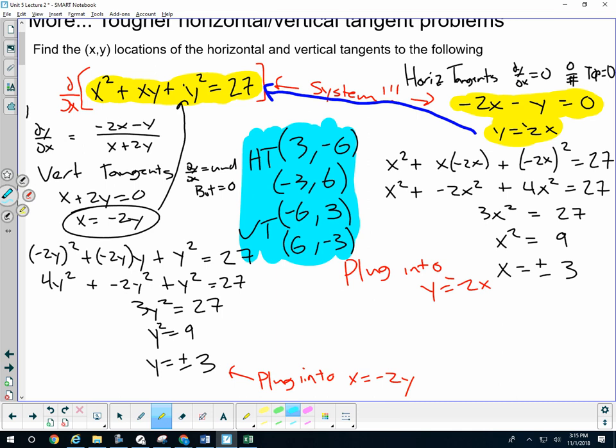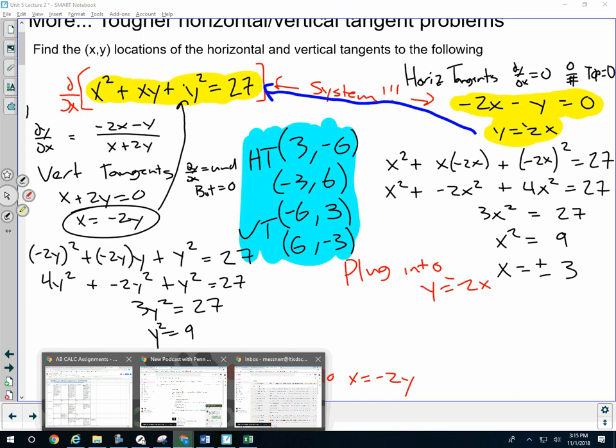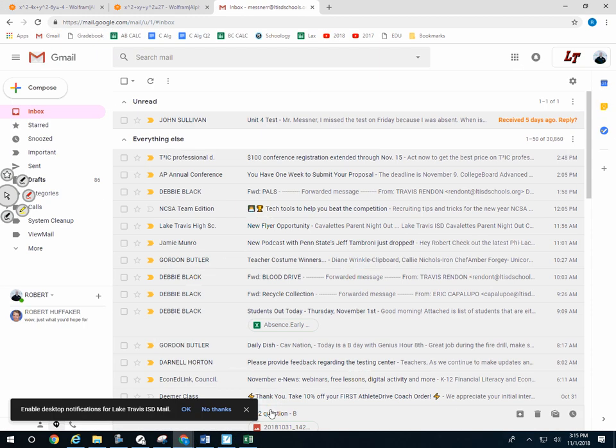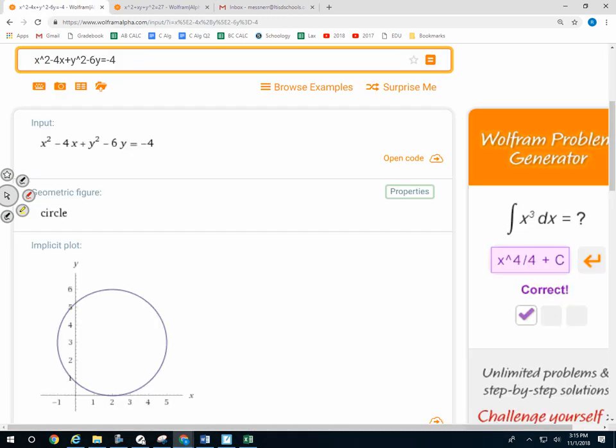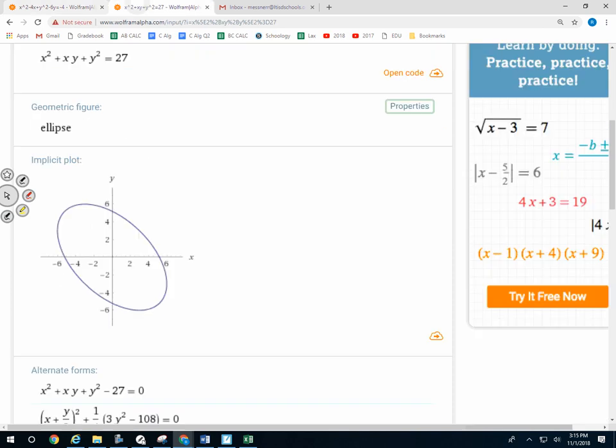Let's look at the graph of this ellipse. Oops. Glad I'm recording. That was our practice problem. This is the ellipse of x squared plus xy plus y squared equals 27. Now notice, if I plug 3 back into my original equation for x, my original equation would have given me 2 y's. One y up here, one y down here. Only one of which works and is a horizontal tangent. That's why we don't want to plug it into the original, because it'll give me an erroneous solution.